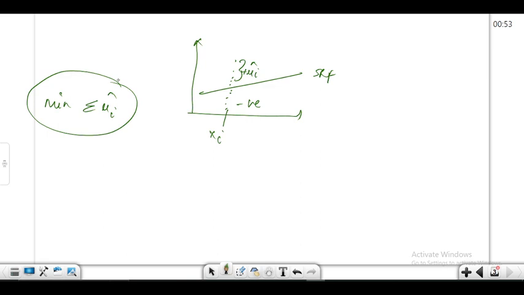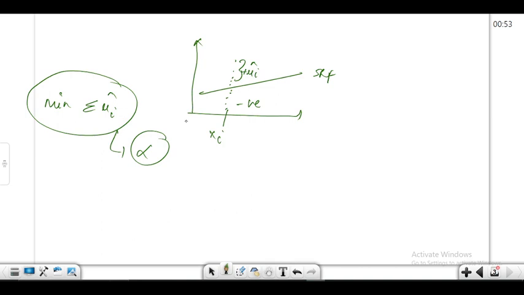and some on the negative side. So the problem with minimizing the summation of ui hat is that there are some negative values of ui and some positive values of ui. Overall, the term itself gets minimized on summation because negative and positive will cancel out. So this is not the best method because this will not give me a real picture of how the values of yi hat are dispersed around the sample regression line.